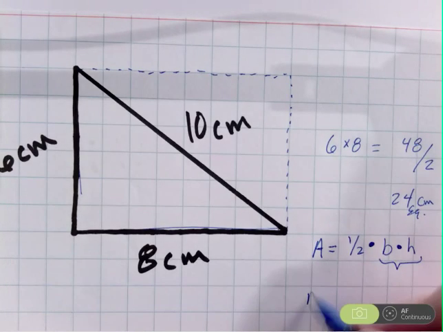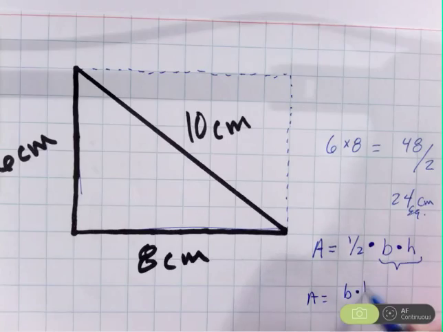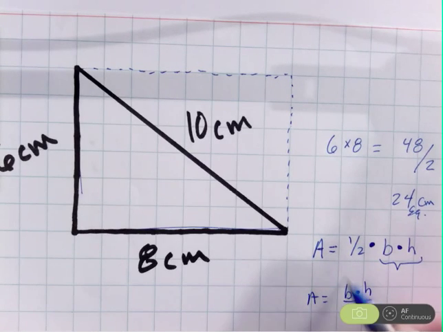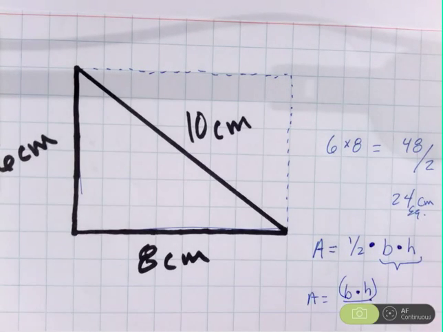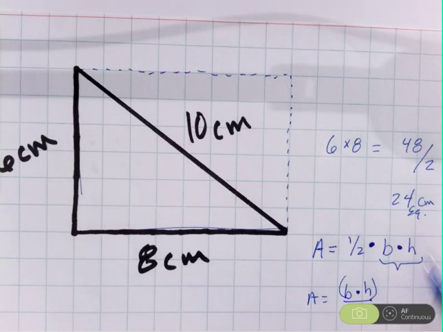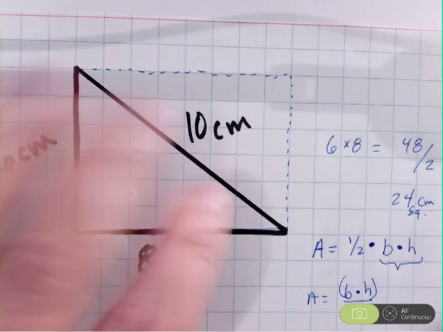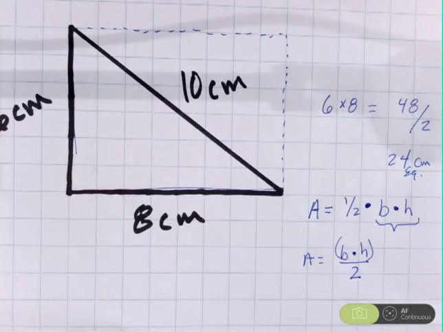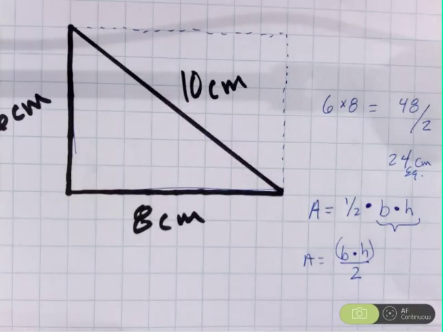You'll also see it written like this: base times height divided by 2. You have to do that first on top. Now, base times height divided by 2 is the same thing as half, right? Dividing by 2 is the same thing as multiplying by 1/2.